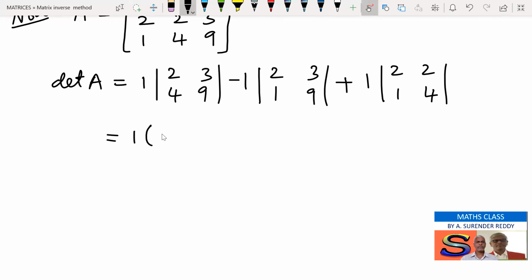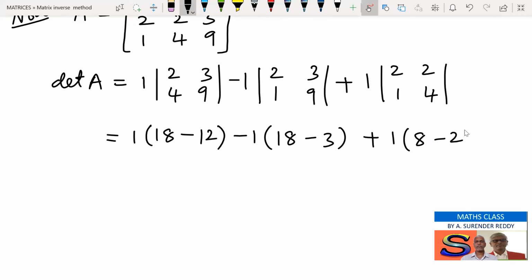2 into 9, 4 into 3, 2, 9, 3 into 1, 2, 4 is 8, 2, 1 is 2. 18 minus 12, 6. 18 minus 3, 15. 8 minus 2, 6.